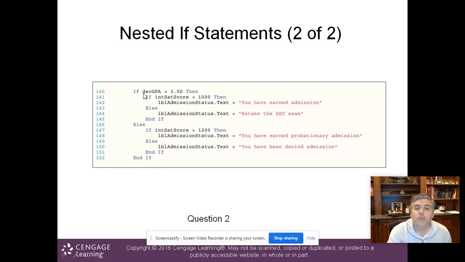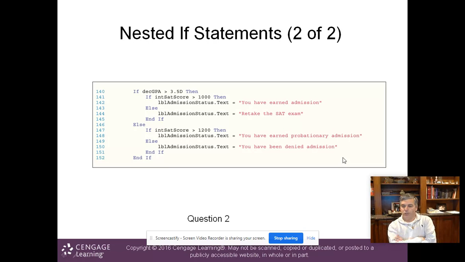So if their GPA is not greater than 3.5, so if it's less than 3.5, then their SAT score has to be greater than 1,200. So if they don't have a high enough GPA, we want them to have a high SAT score. If their SAT score is greater than 1,200, we accept them in probationary admission. Otherwise, we deny them admission. Okay, so one level of nesting inside the if statement and inside the else statement here.